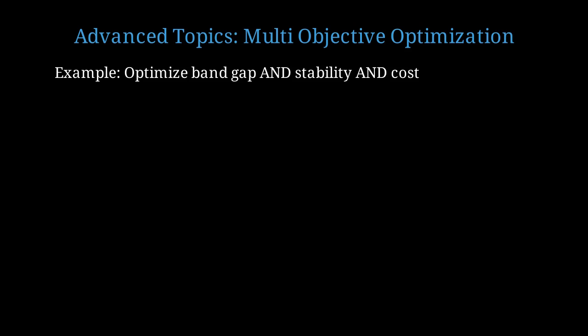Let me briefly touch on a more advanced topic: multi-objective optimization. Real materials discovery usually involves optimizing multiple conflicting properties simultaneously. For example, in photovoltaics, you want to simultaneously optimize band gap for efficiency, stability for device lifetime, and minimize material cost. These objectives often conflict. High-performance materials may be less stable or more expensive.